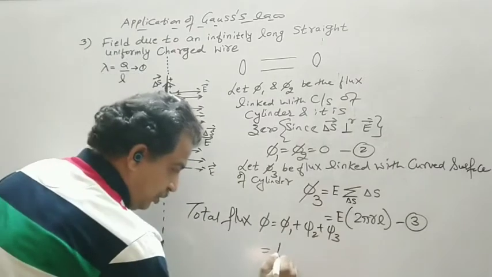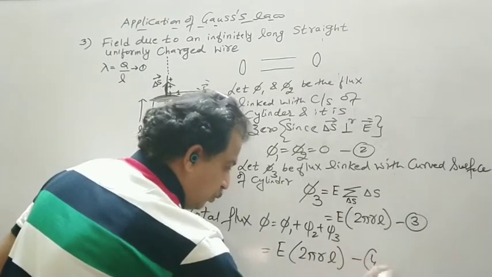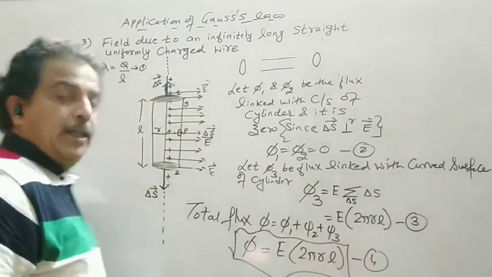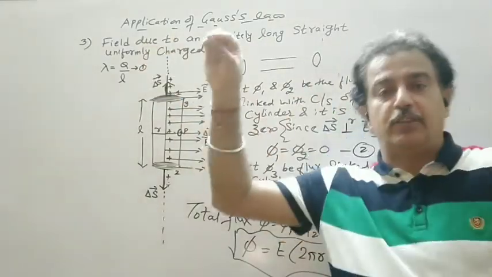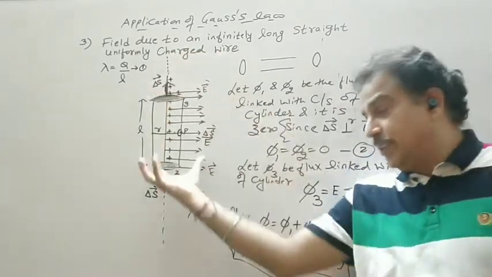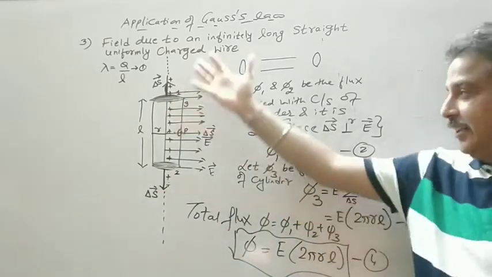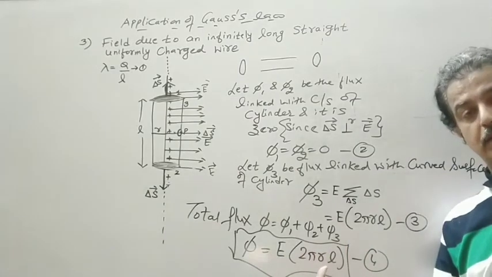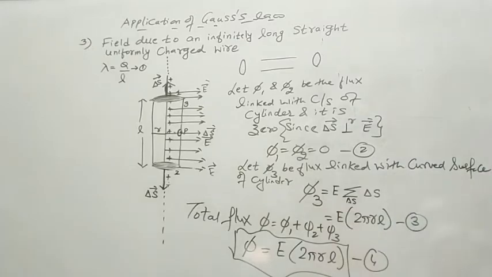Substituting this value, we get E is equal to 2 pi RL. That is equation 4. So this is the total flux contribution. Remember, in all the applications, first we define density, whether it is surface, volume or linear charge density. Then we take a Gaussian surface. Then we apply the definitions of flux, dividing that Gaussian surface into Gaussian elements, and we find the total flux. And now the last step is you apply the Gauss law.